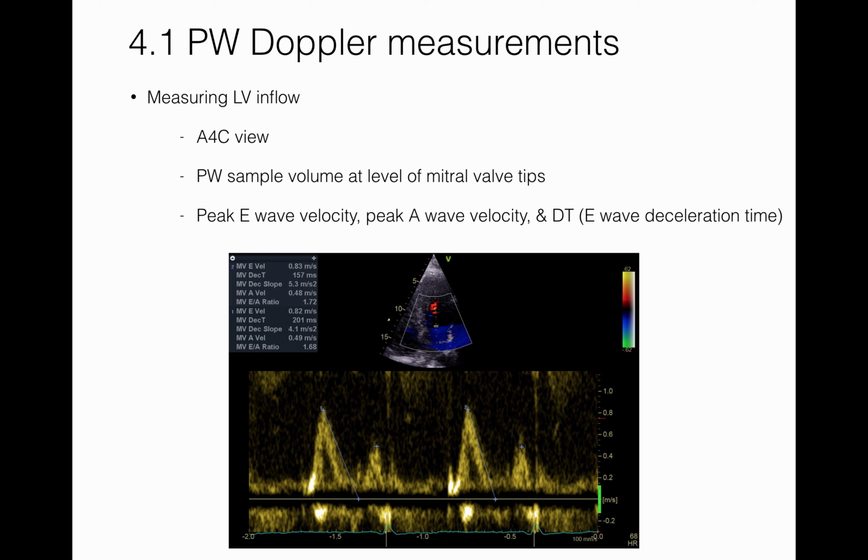Pulsed wave Doppler measurements. Pulse wave Doppler is used to measure left ventricular inflow. Peak E and A wave velocities, as well as the E wave deceleration time, are measured. Measurements of left ventricular inflow should be made from the apical four-chamber view.